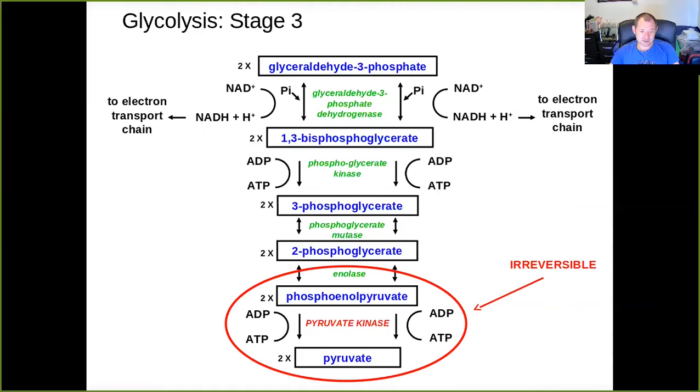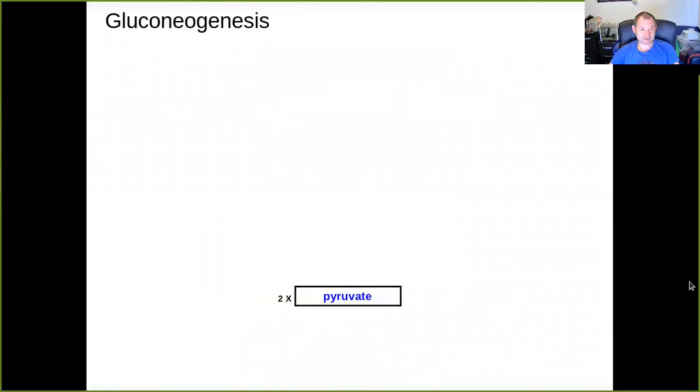This particular stage is irreversible. You can see these two stages can be reversed. This reaction can go either way. So can this reaction. So can this reaction. This is an irreversible reaction. This phosphoenol pyruvate to pyruvate, that's irreversible, which is why the biochemistry gets so complicated.